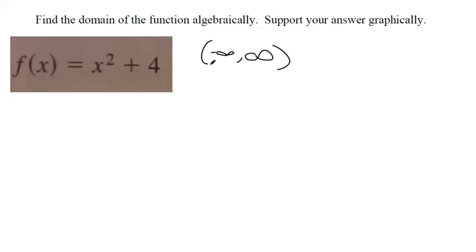Okay. Remember, with interval notation, you express the smallest number possible, comma, largest number possible. And there's no breaks in there. Any number between negative infinity and positive infinity. That's the domain. When they say support your answer graphically, if you're not sure how to graph a parabola, here, I'll show you two ways.